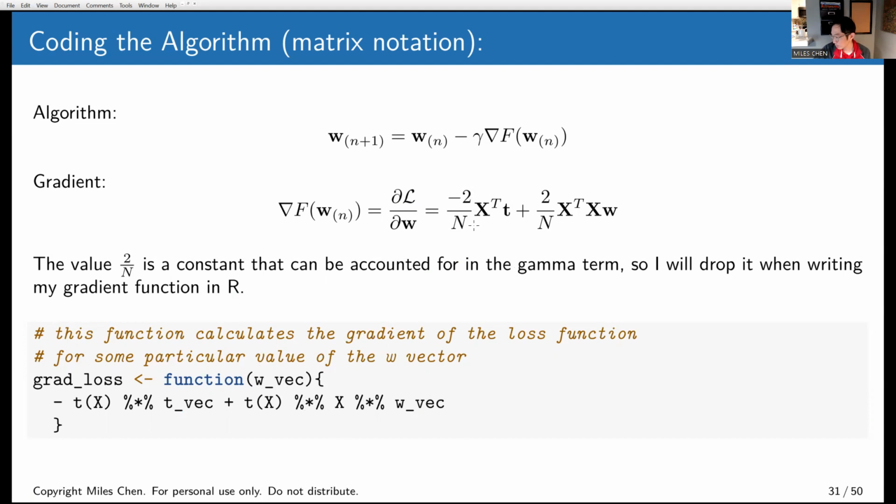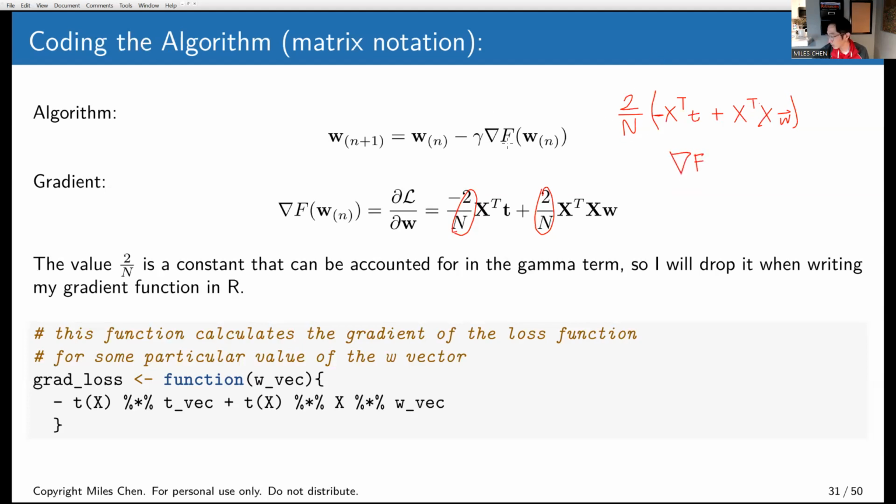Now, what I have here, I'm going to take this 2 over n. This is just a constant, right? And so basically, what I can do is say I've got 2 over n times negative X transpose T plus X transpose XW. So these are our vectors here, and this is my nabla F.